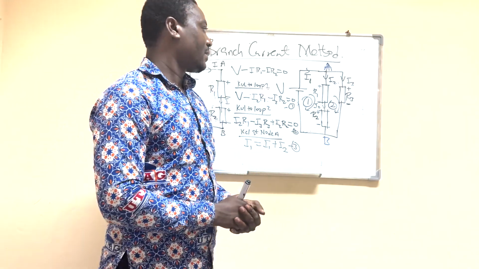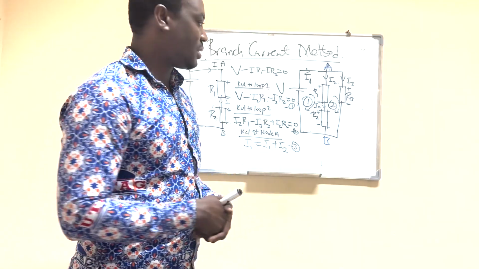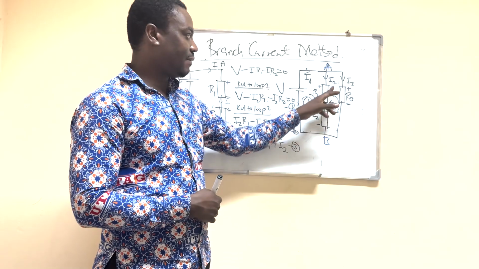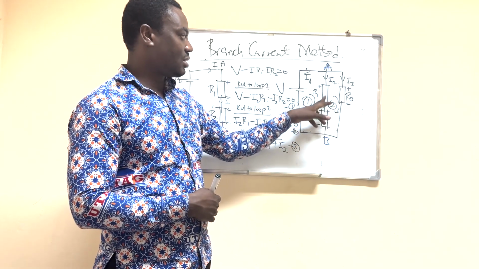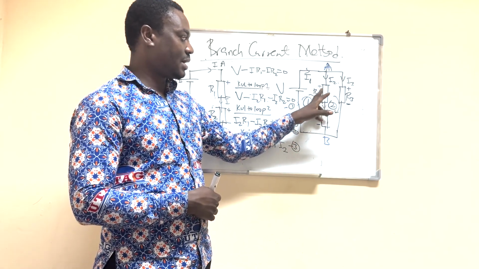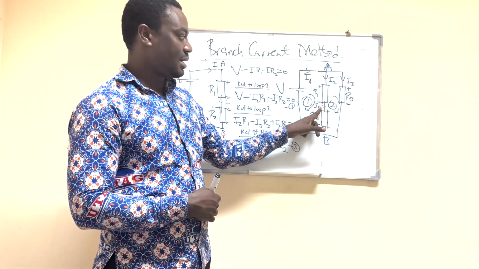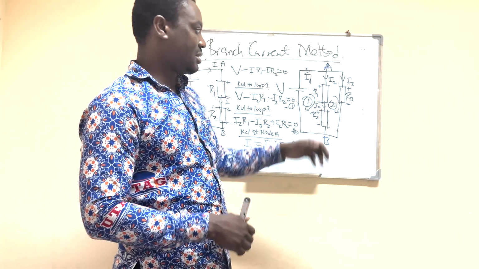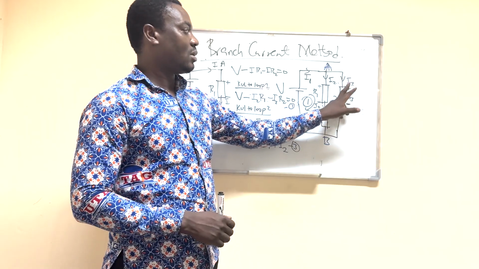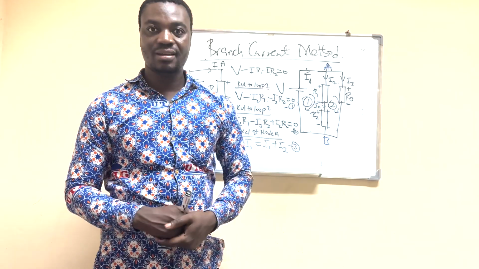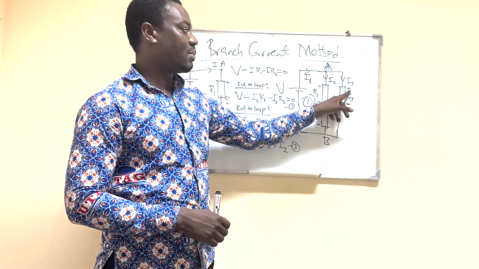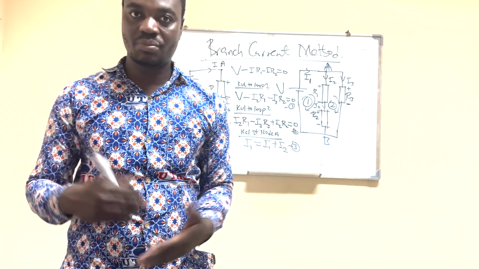Now, the second step, you indicate the polarities according to the direction of the current. You can see clearly here, I2 is entering the resistor R1, so we have plus minus. The same, I2 is entering R2, so we have plus minus on this. Then we go to the last one, which is R3. R3 is going down, so we have plus minus, and then I've indicated the polarities.